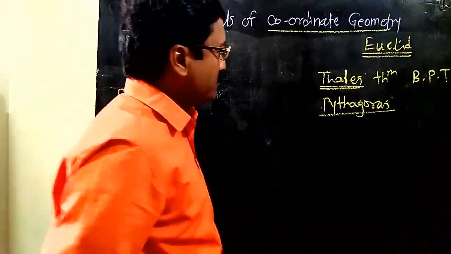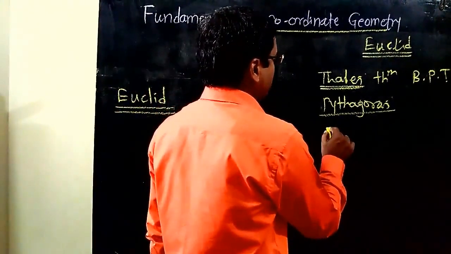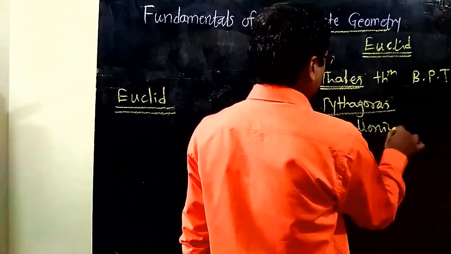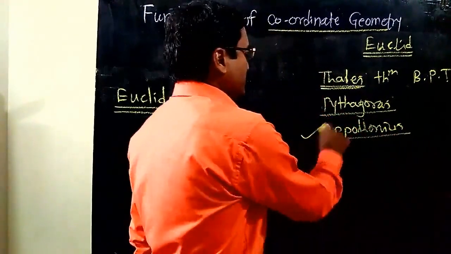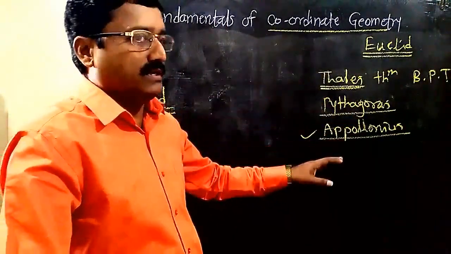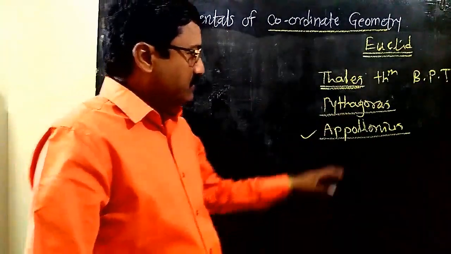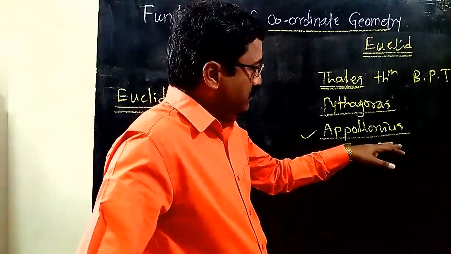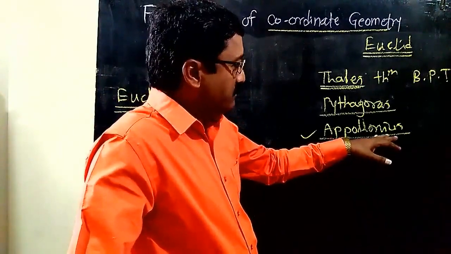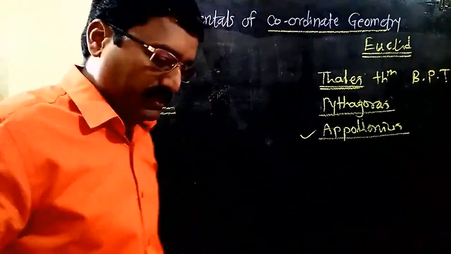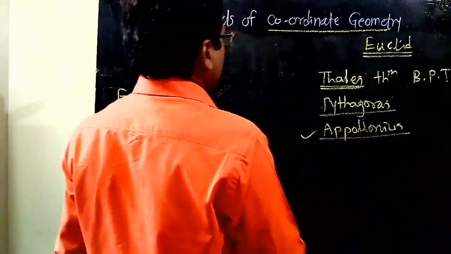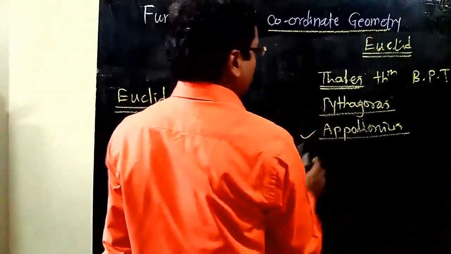After Pythagoras theorem, there is one mathematician, Apollonius. He has different theorems also, but he used all this geometry in the study of plane geometry and space geometry. So these are the important, famous mathematicians who worked on this geometry.